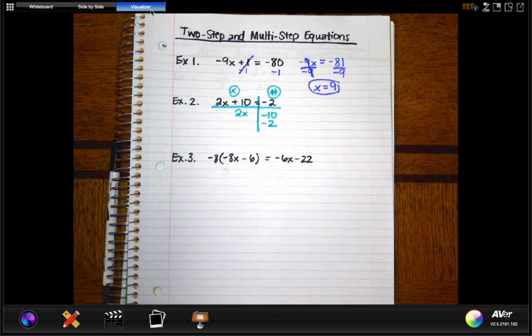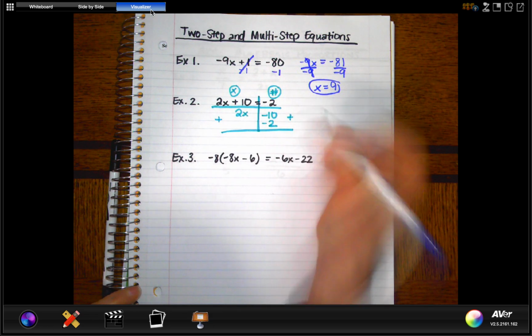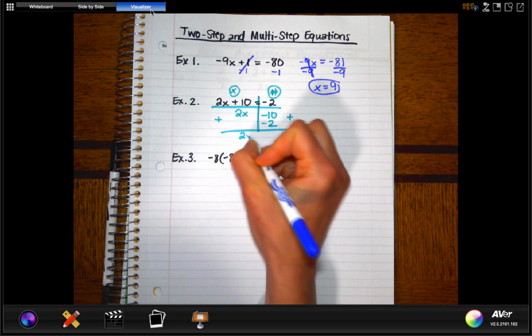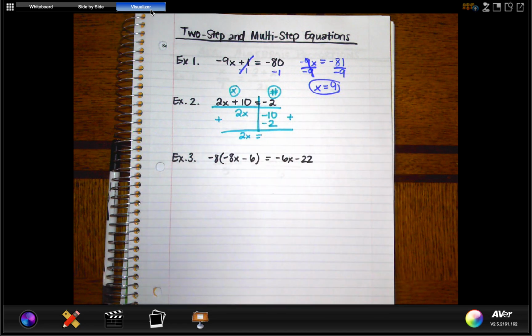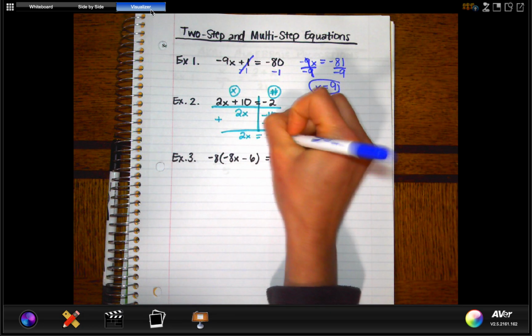Now, once you have everything in their correct categories, we always add, okay? And we add on both sides. So I'm going to add here and I'm going to add here. So 2x plus nothing is still 2x. And put your equal sign back down. Negative 10 plus negative 2 is negative 12.